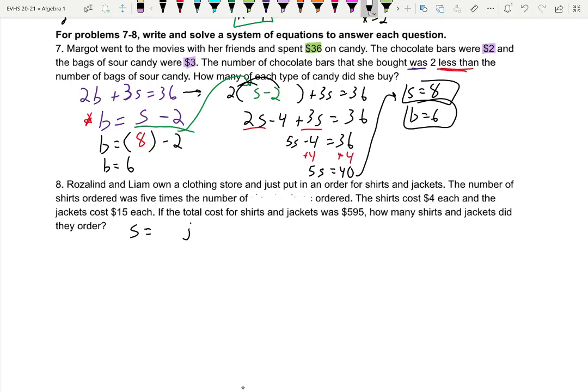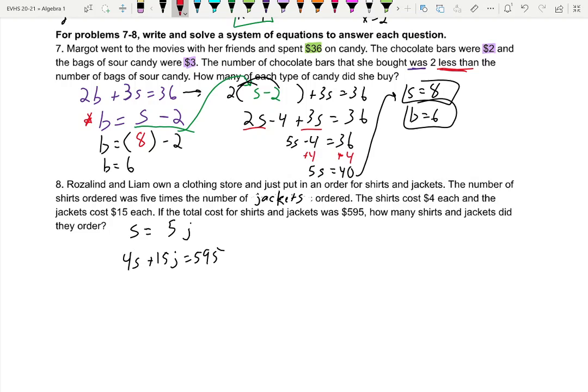White that out for you guys, and we're going to say jackets. Okay. Let's go back to that. Number of shirts ordered, S, was equals 5 times the number of jackets. So that's just 5 times J. Okay. The shirt cost $4 each, so that's 4S. And the jackets cost $15 each, so plus 15J. The total cost of shirts and jackets was $595.